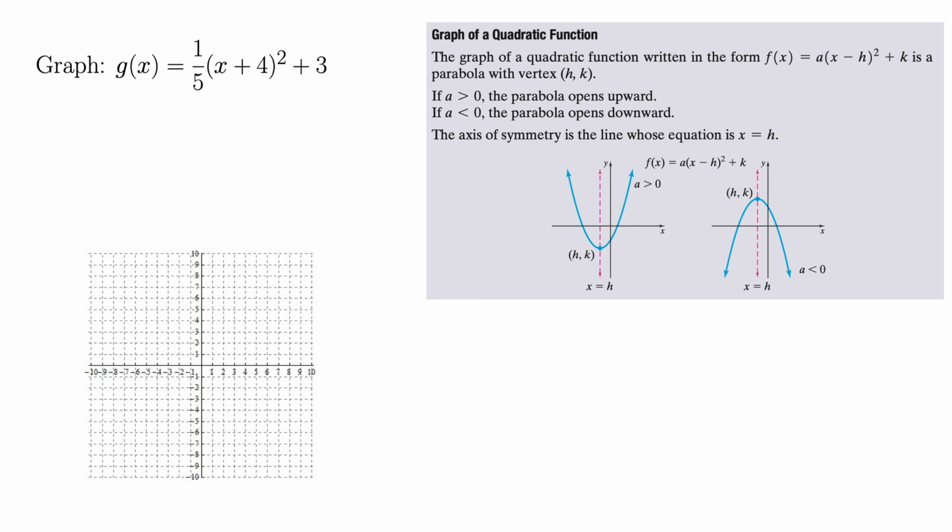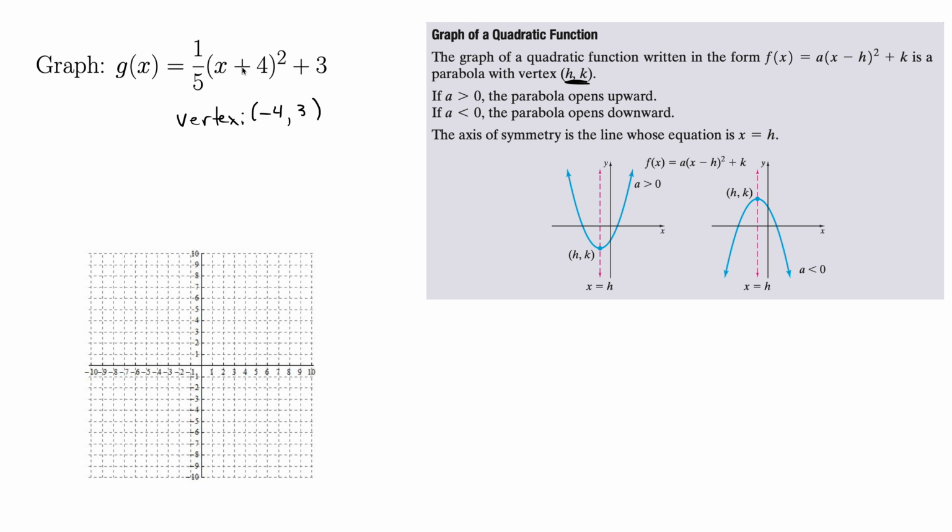This exercise asks us to graph g of x equals 1/5 times the quantity x plus 4 squared plus 3. And again, I've taken the portion of the book that tells us about these graphs because it's an awful lot to write. But the idea is we start with the vertex here, h comma k. So the vertex, in this case, is -4 comma 3.